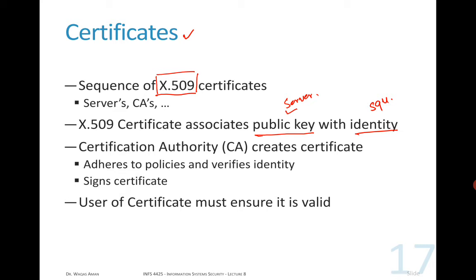Okay, so the X.509 certificate associates the public key with the identity of the organization, to make sure that yes, this is the right identity and this is the right public key associated with it.